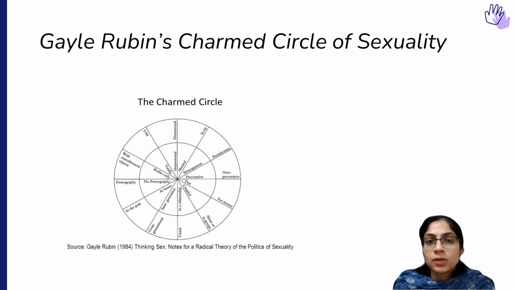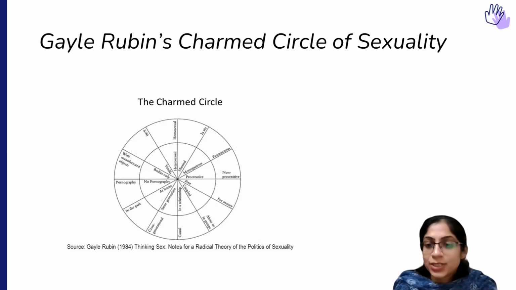Similarly, Gail Rubin talks about a charmed circle of sexuality, where he says that if you look at the inside of this circle, आपको सिर्फ इतनी ही परमिशन है, इतना ही फ्रीडम है कि आप ये चीजें कर लो. जो आउटसाइड ऑफ दिस सर्कल है, जो सेकंड सर्कल आप देख रहे हो, that is not allowed.